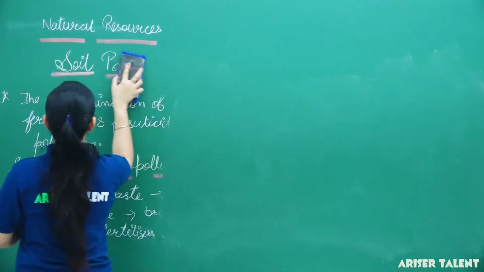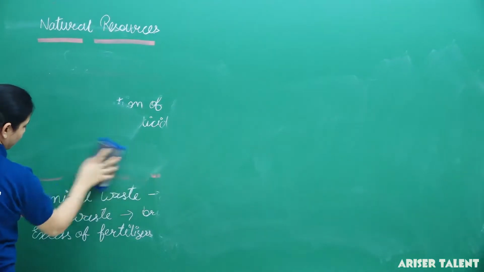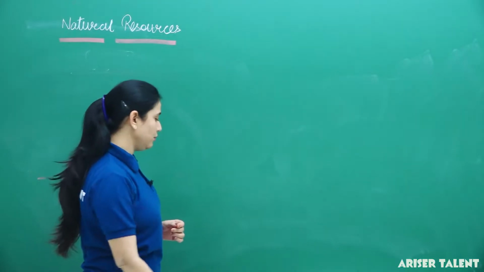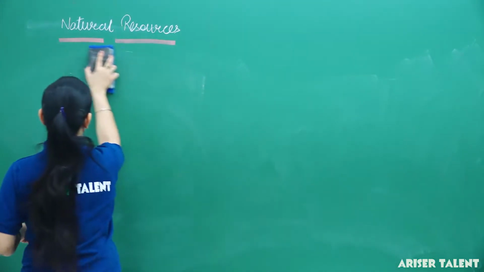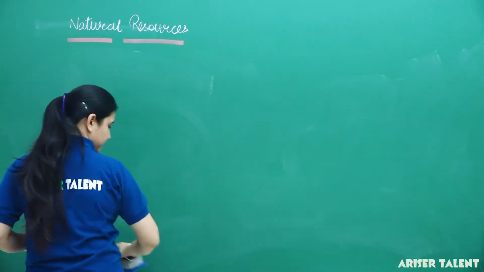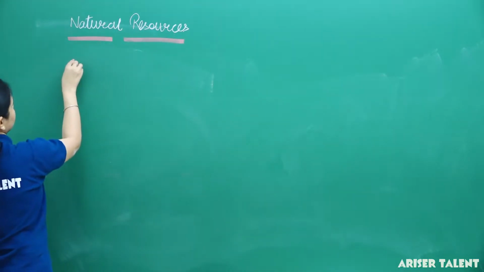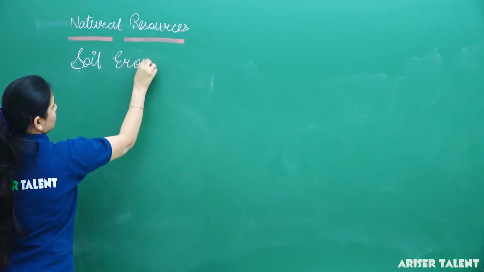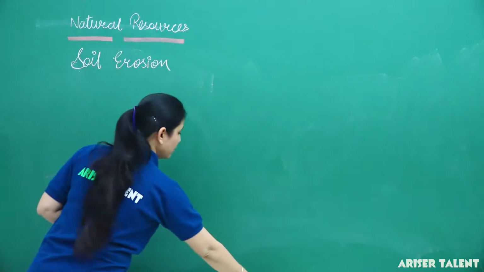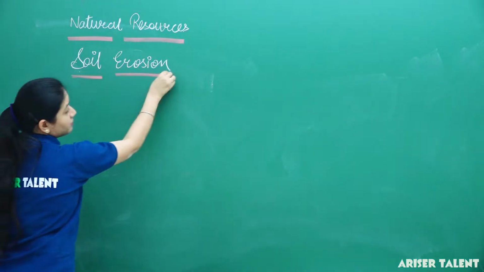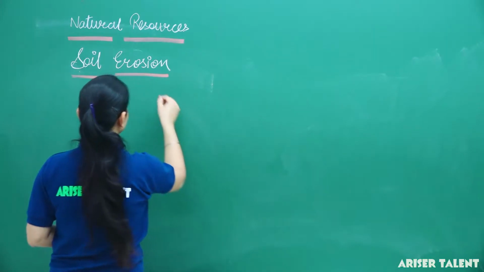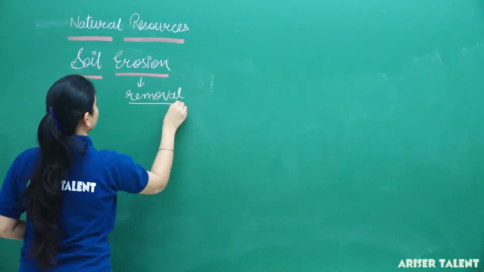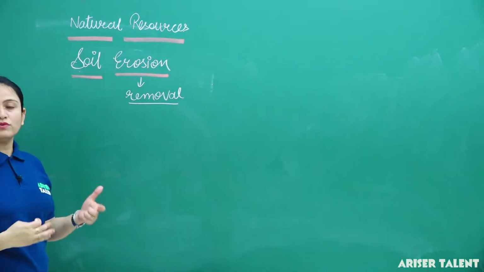Our next topic is soil erosion. We studied what soil is, how soil is formed, what soil pollution is, and what the causes of soil pollution are. Now our next topic of discussion is soil erosion. What is soil erosion? Erosion means removal. So soil erosion means removal of soil.